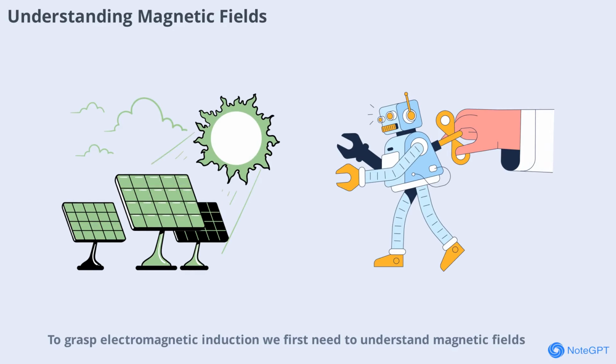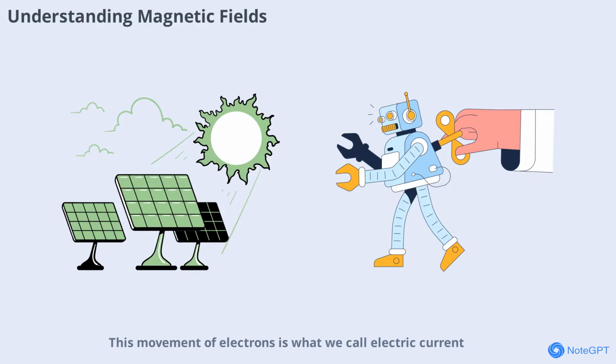To grasp electromagnetic induction, we first need to understand magnetic fields. Every magnet creates an invisible field around it, influencing nearby objects. When a conductor like a copper wire moves through this field, or when the field itself changes, it causes electrons in the wire to move.